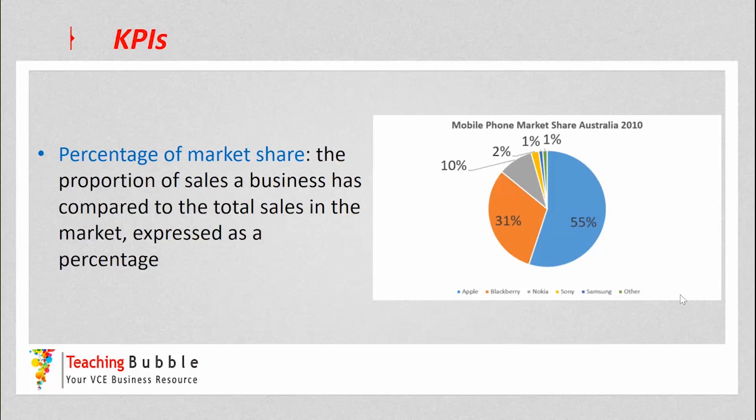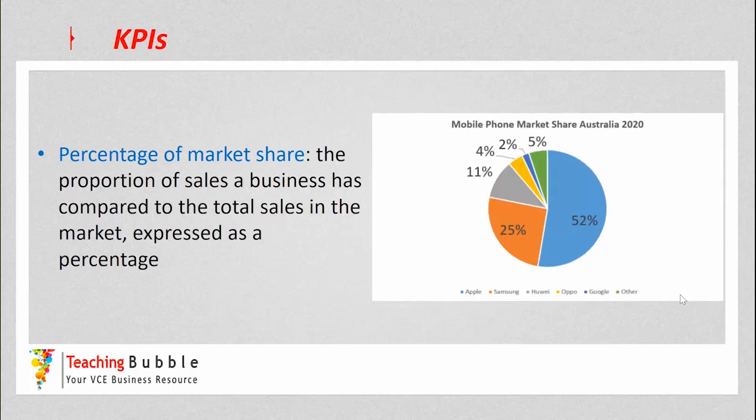If we look at the chart on the right here, you can see that we have market share for mobile phone sales in Australia all the way back in 2010. You can see that the market share is dominated by Apple and BlackBerry, with Samsung only taking up around 1% of the market sales. Fast forward to June 2020, and you'll see a significant shift in the market. While Apple has dropped slightly in their market share, they're still dominating the market, but there's also been a significant change with Samsung now taking up 25% of the market share, and BlackBerry and Nokia are almost non-existent.